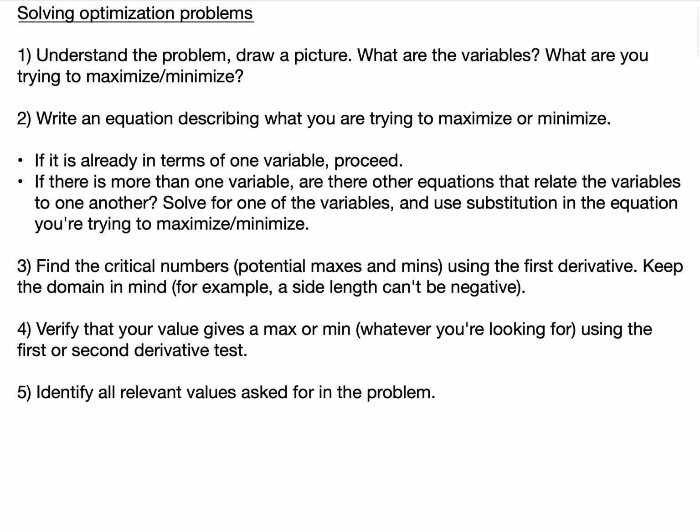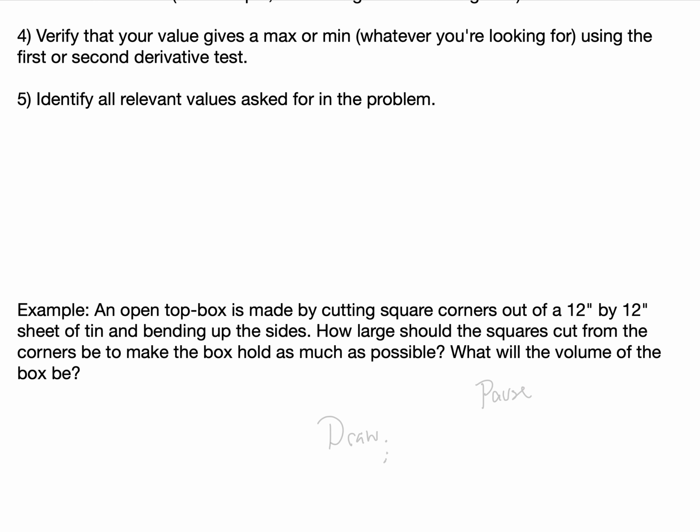An open top box is made by cutting out square corners of a 12-inch by 12-inch sheet of tin and bending up the sides. How large should the squares cut from the corners be to make the box hold as much as possible? What will the volume of the box be? Pause, start to think about this problem, draw a picture to think about what this looks like, and we'll talk about it together in a moment.